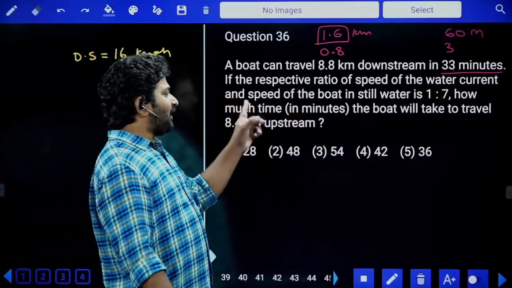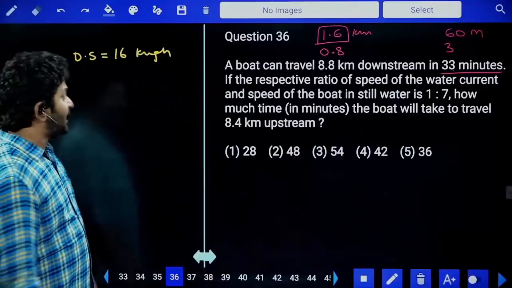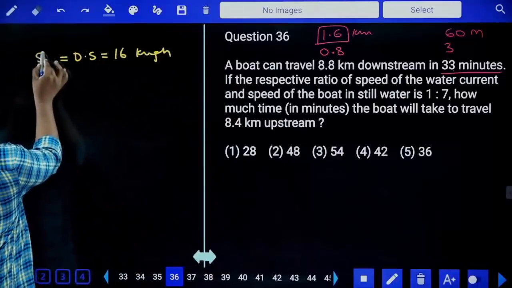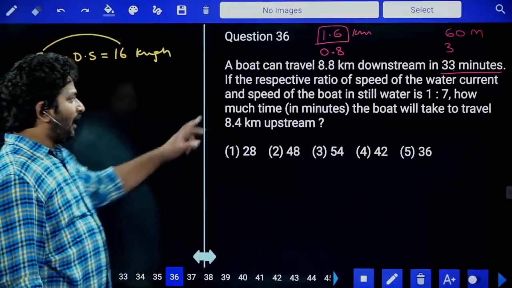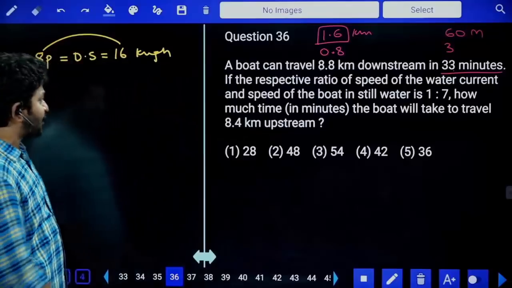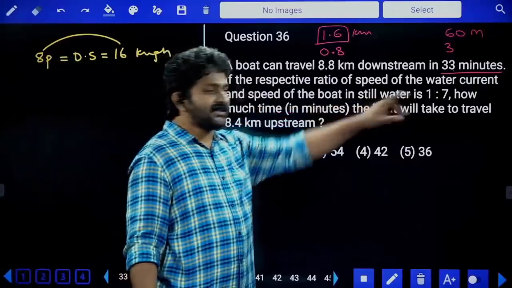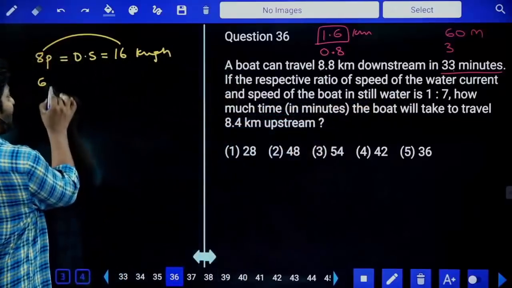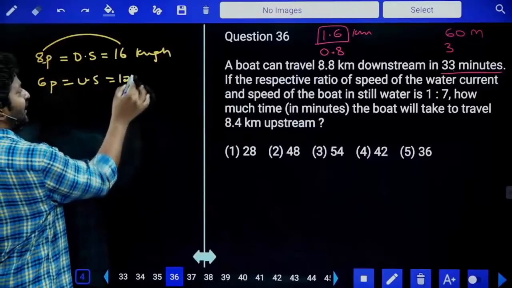And the speed of the water current and the speed of the boat in still water is 1:7. 1 part and then 7 parts. So downstream speed is equal to 8 parts, which is equal to 16. Exactly 2 times. How much time will the boat take to travel 8.4 kilometers upstream? Upstream speed is equal to m minus s. 7 minus 1, in the sense 6 parts. So 6 parts is equal to upstream speed. 6 times 2 is 12 kilometer per hour.